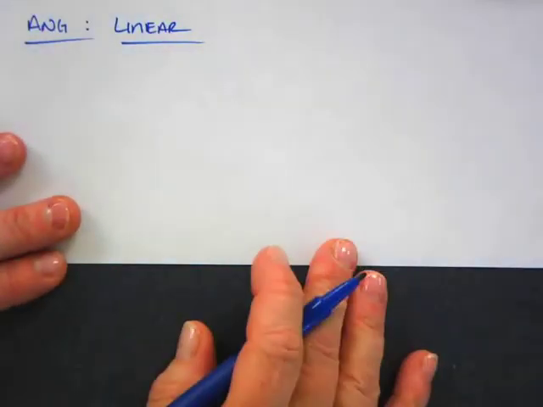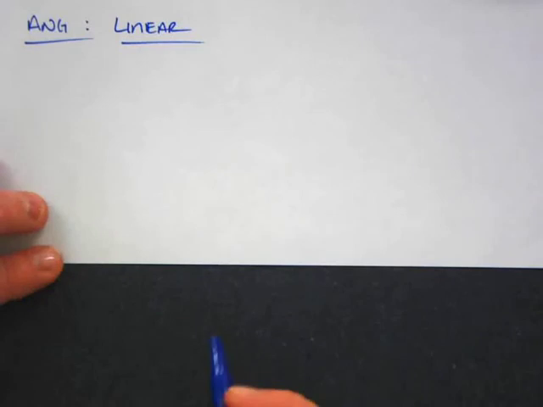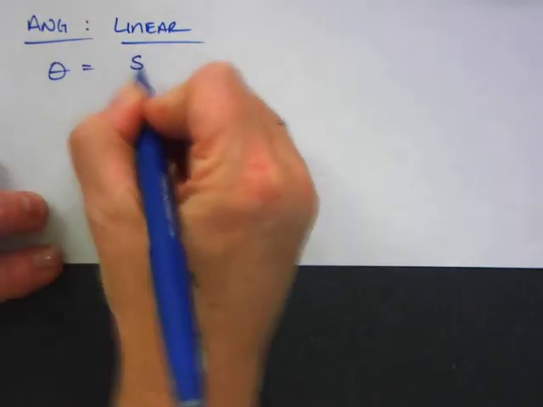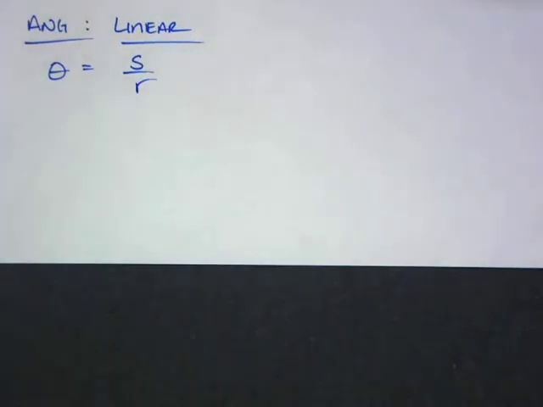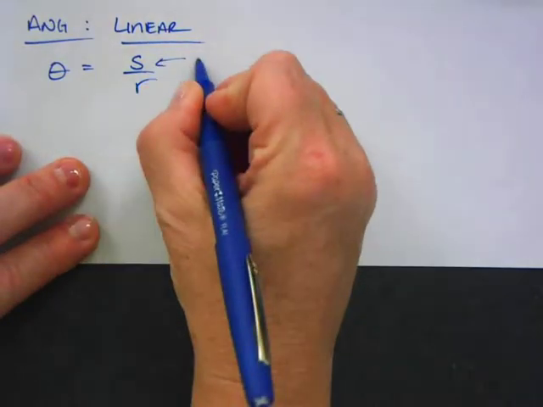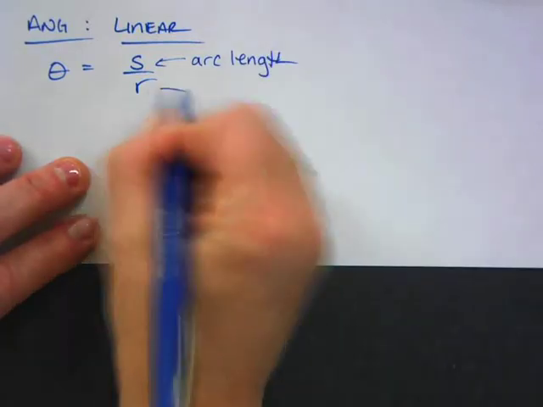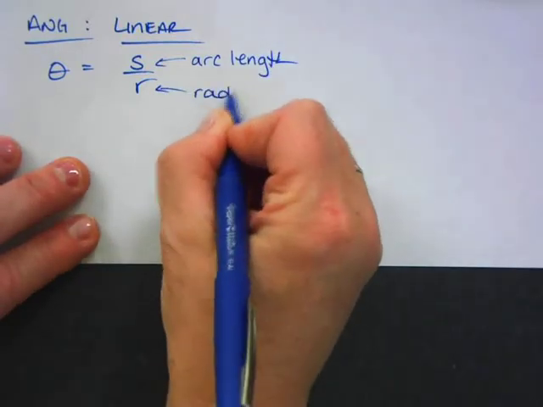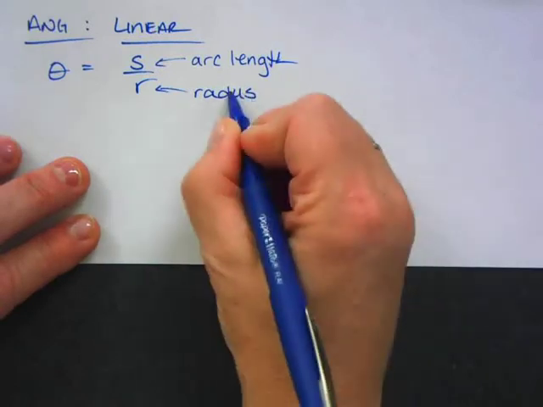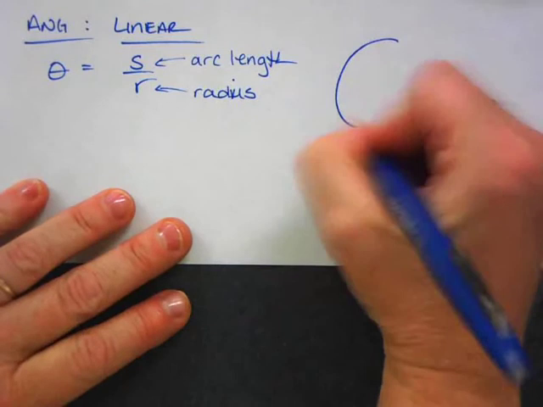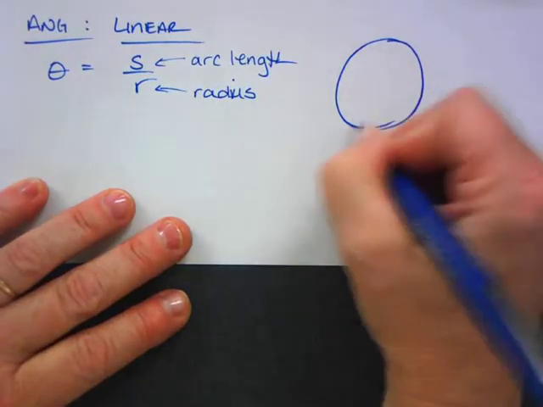Okay. So now we're going to have a way to convert between angular and linear terms. I'm hoping that equation looks familiar. Theta equals S over R. S is arc length, and R is radius. Does that help? No? Radius. All right, let me do this.